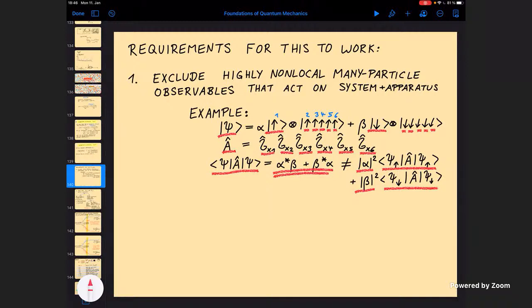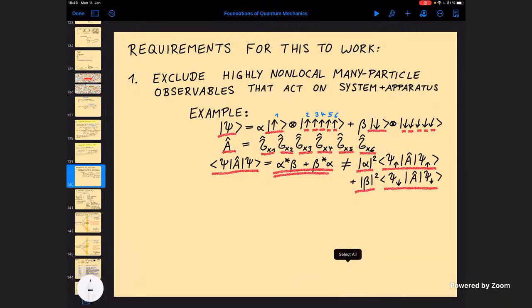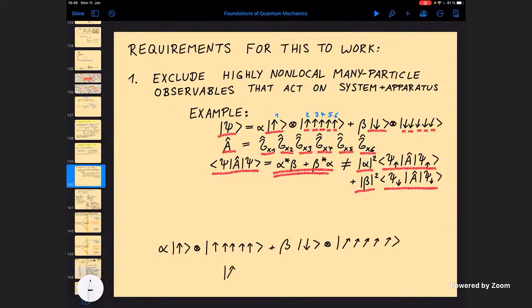So for example, you could make a less extreme version of this. You could say something like alpha times up, up, and so on. But now for the down version, I wouldn't take really spin down. I would say all of the spins have been tilted a little bit. So I try to indicate this with these tilted spins. And what I mean really with a tilted spin is something like some superposition of up and down that is not really just down.